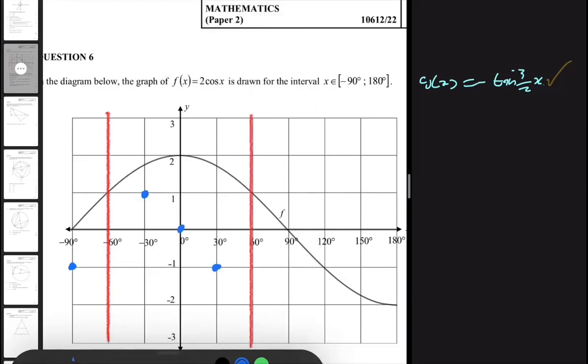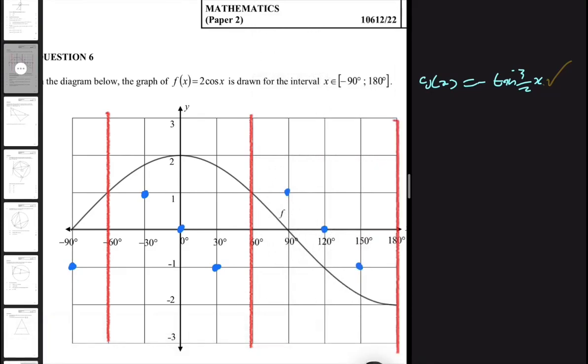When we substitute 90, we get y is equal to 1. When you substitute 120, we get y is equal to 0. When you substitute 150, we get minus 1. And then when you substitute 180, you get undefined. So we have another asymptote at that point, which we need to indicate.